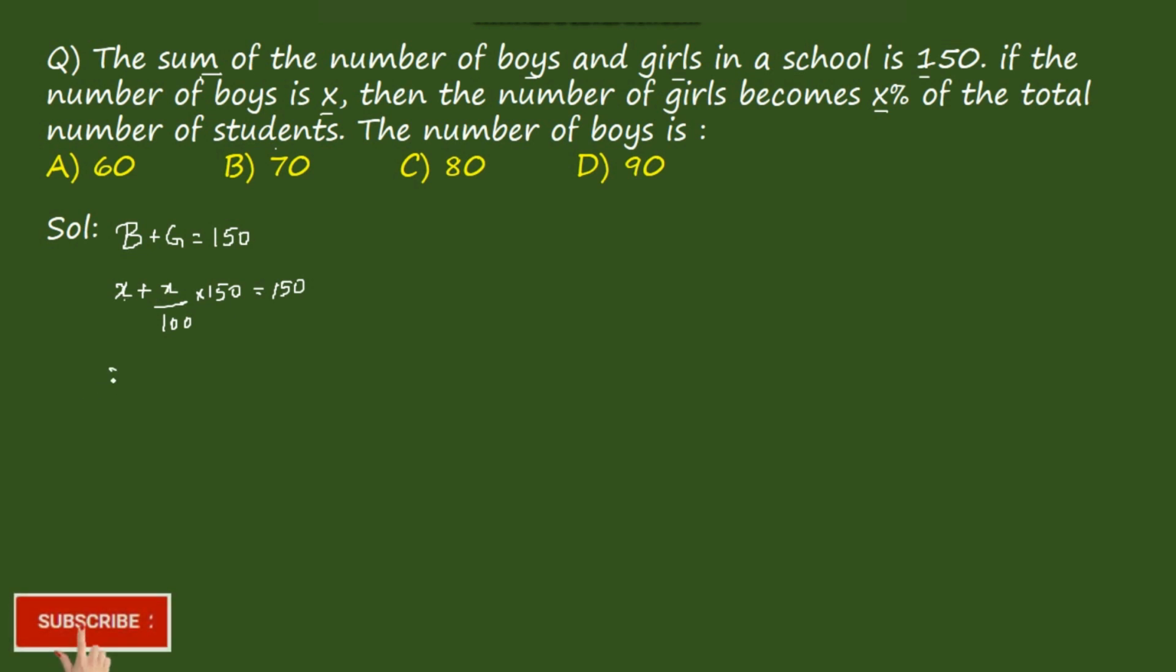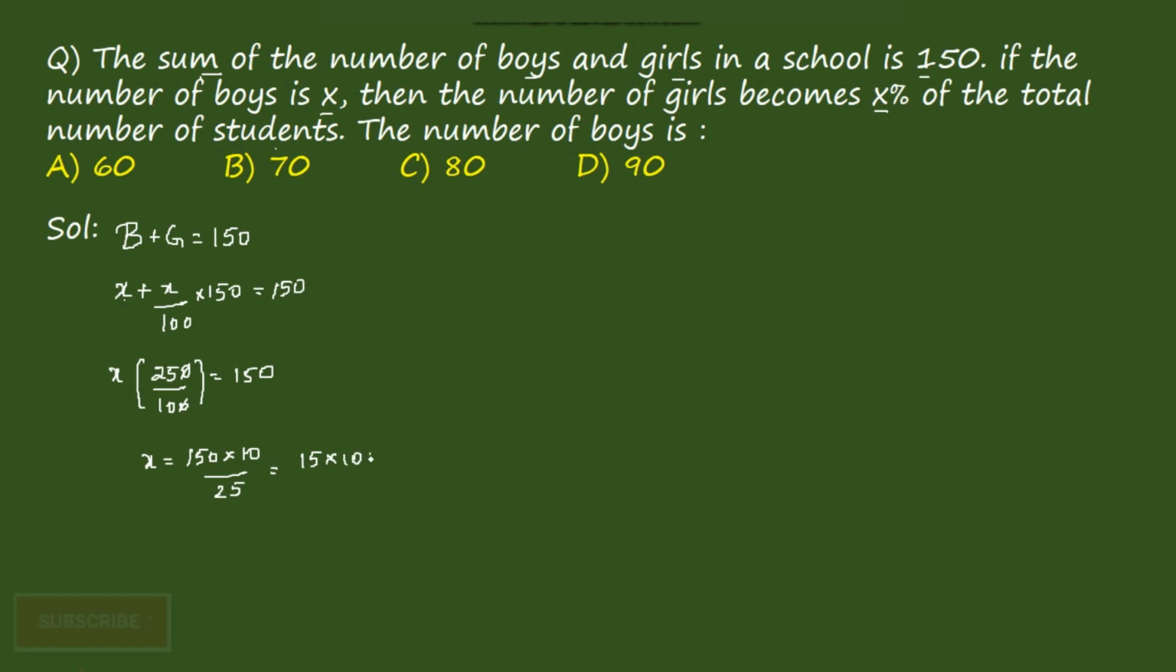If you take x common, then it becomes nothing but 250 by 100 is equal to nothing but 150, right? 0, 0 get cancelled here. Then you get x is equal to nothing but 150 into 10 by 25. You can write this as 15 into 100 by 25. One side goes 4 side, which is equal to 15 into 4, it becomes 60. So the number of boys is option A.